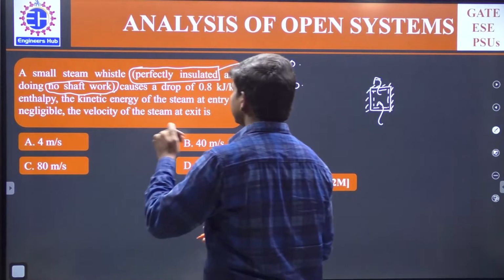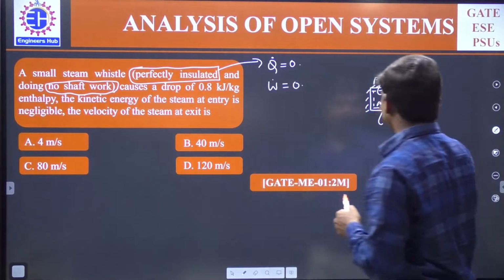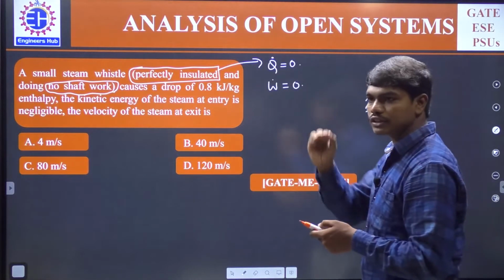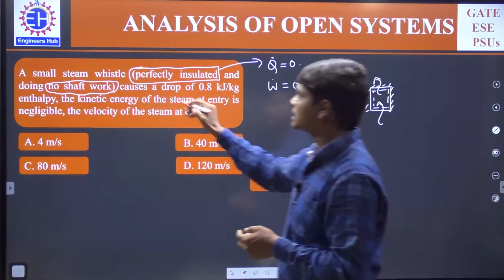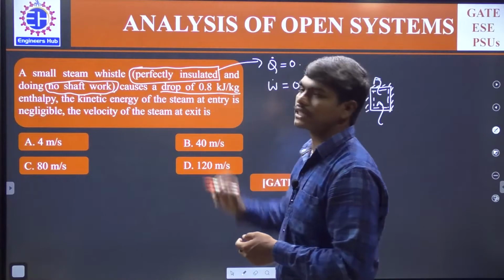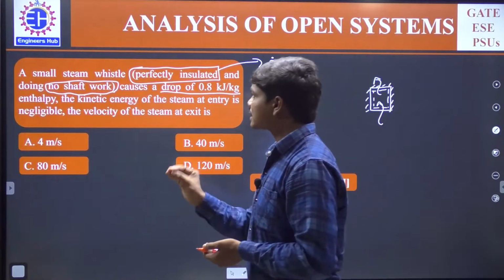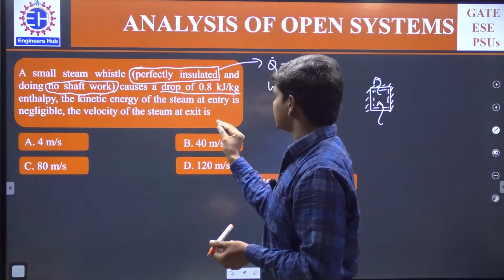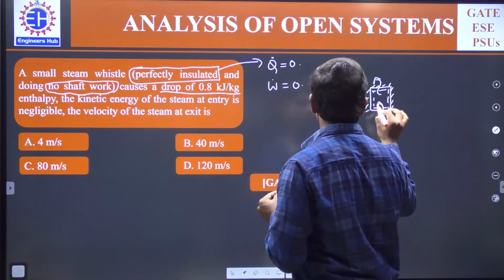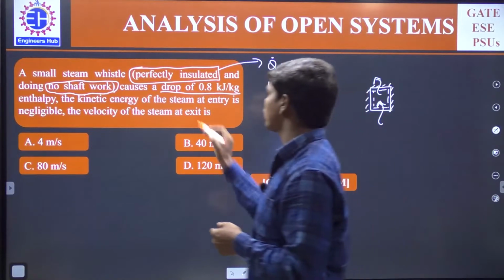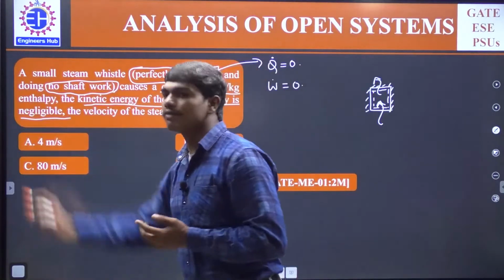Causes a drop of 0.8 kilojoule per kg enthalpy. Means if you see the steam when it's passing and when it's coming out, the enthalpy difference is 0.8 kilojoule per kg, and it's clearly given a drop of this much enthalpy. Means enthalpy at inlet is more than enthalpy at outlet. The kinetic energy of the steam at entry is negligible. So initially the velocity when the mass is going into the system is negligible, because it's given kinetic energy of the steam at entry is negligible, means initial velocity is negligible.